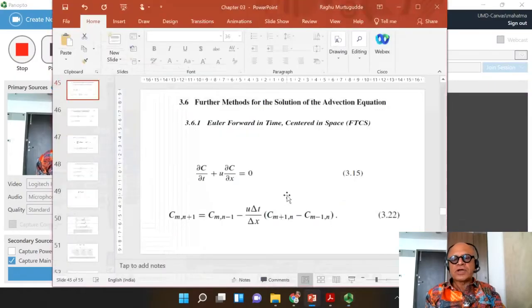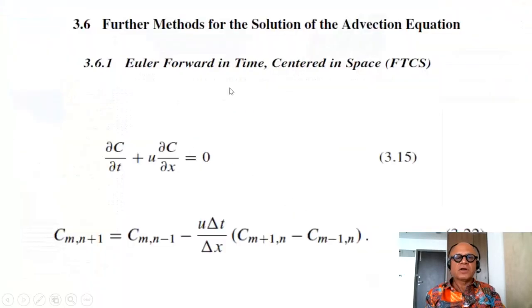So let's continue to look at a few other methods. Let's first start by looking at what are called explicit time differencing, but forward and backward in time, and then we'll also try centered space and upstream space differentiating.